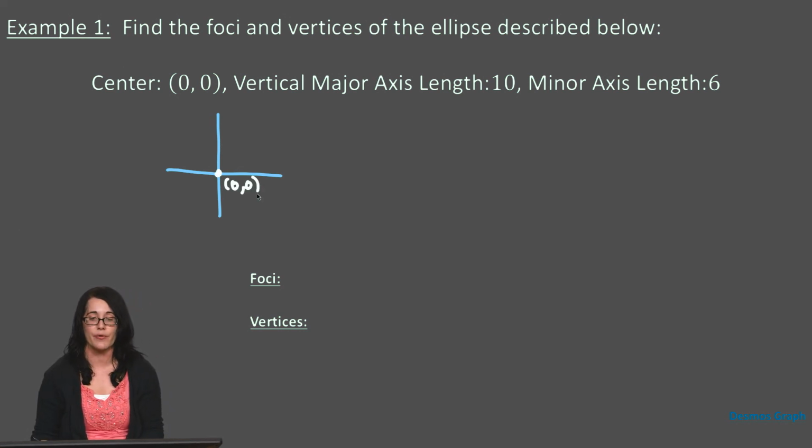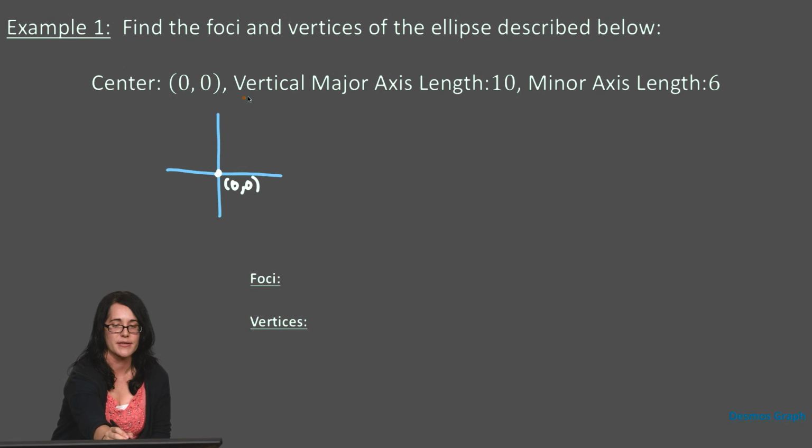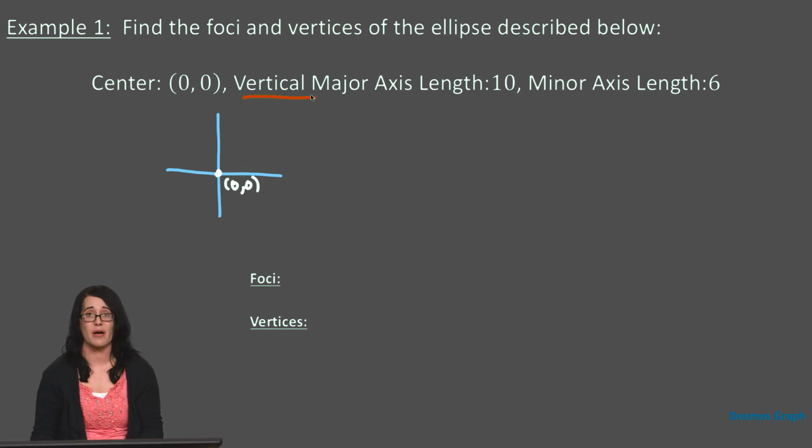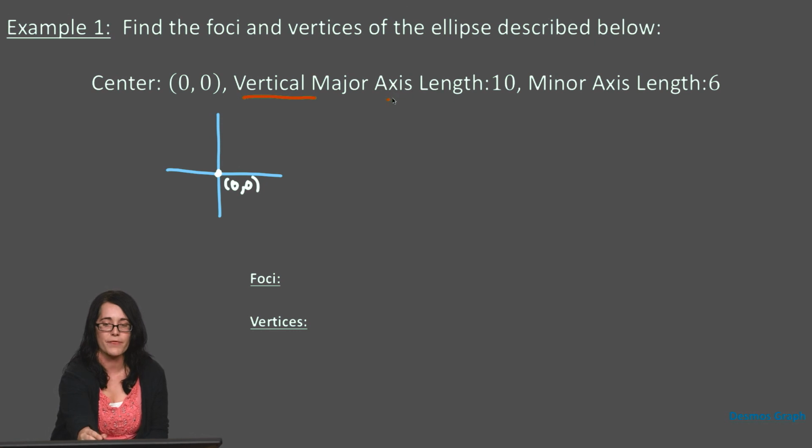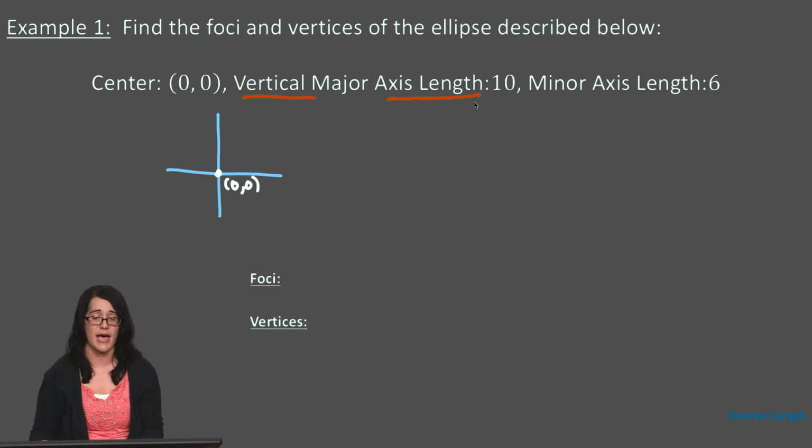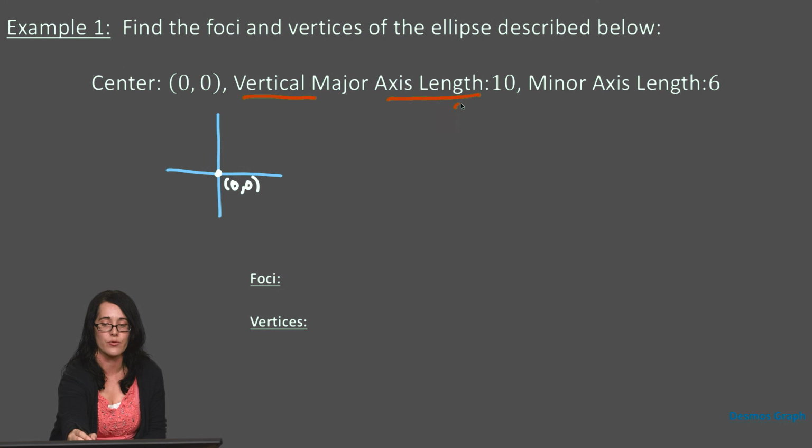The next thing I would note is that they tell me what kind of major axis I have. They say that I have a vertical major axis, meaning that which side is longer, up and down or left and right? Up and down, good job. And that vertical major axis has a length of 10, which means the entire length, or 2a, you can look back at your notes if you need to, is equal to 10. In other words, a is equal to 5.